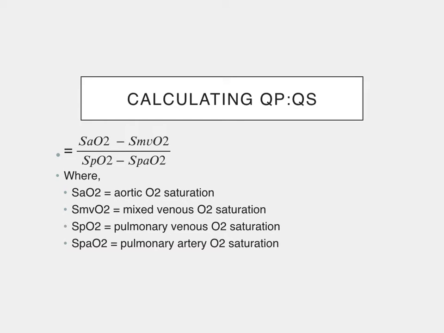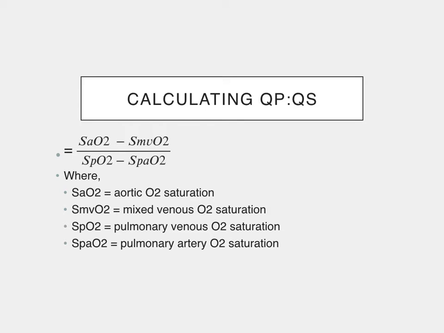So what are these components? Let's talk about those for a moment. The SaO2 is the oxygen saturation of arterial blood at the level of the aorta. When we're calculating this at the bedside, we use the surrogate of a blood sample either from a UAC, an umbilical artery catheter, or a radial arterial line. And that is a pretty accurate surrogate for us to use.